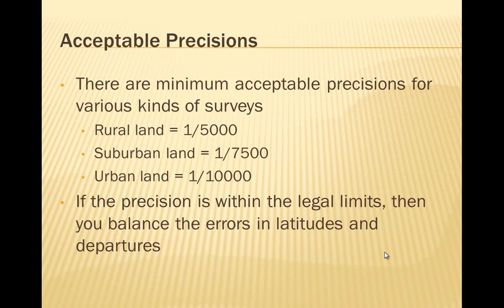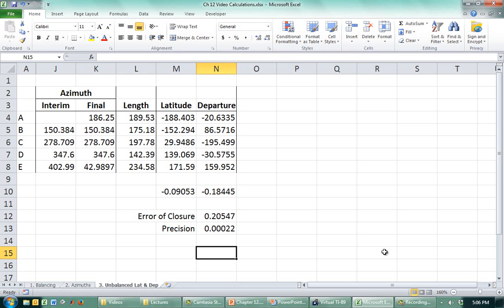And so if our precision is within the legal limits, then we can go ahead and balance. If the precision is not within the legal limits, then that means we have to start over. So let's check and see what our precision is. So to get this over 10,000, if we want to say, okay, well, what would this be over what number? It would be this.